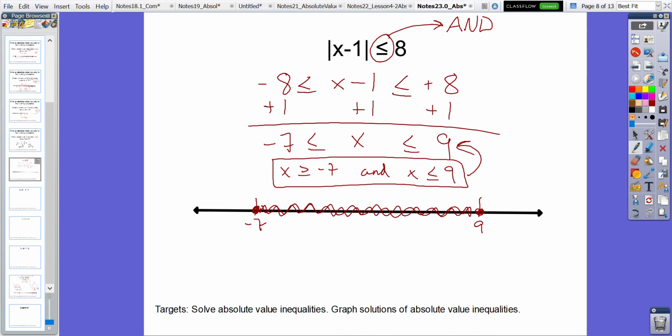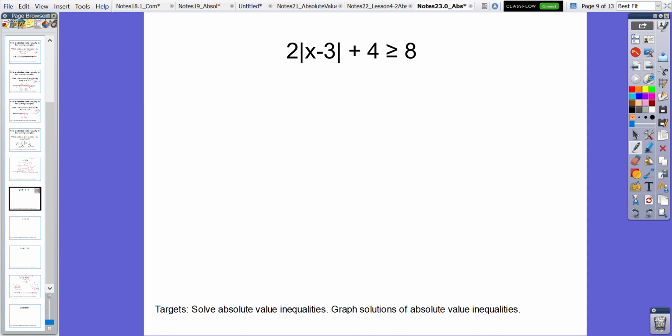Another example I want to take a look at is this one right here: 2 times the absolute value of x minus 3, plus 4, is greater than or equal to 8. Now I want to warn you about something. These absolute value bars actually do not operate as parentheses. Some of you may see that and say, hey, I want to distribute.